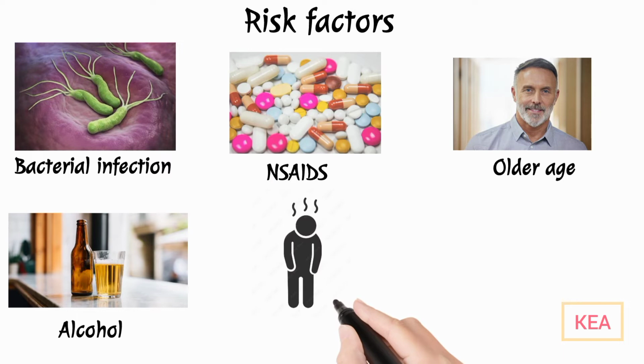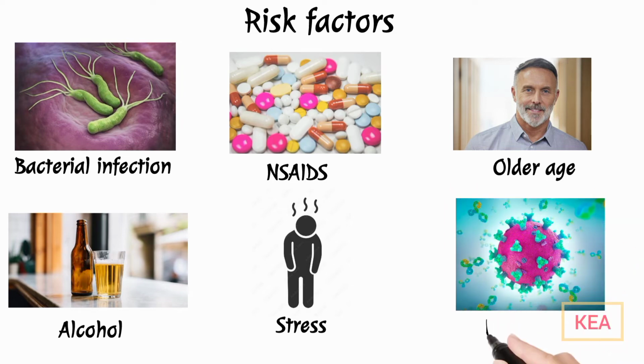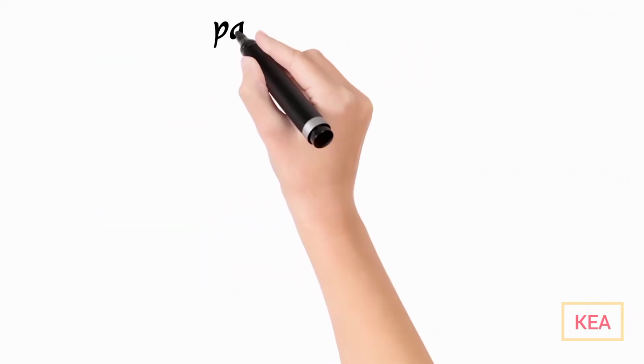Stress. Severe stress due to major surgery, injury, burns or severe infections can cause acute gastritis. Your own body attacking cells in your stomach, called autoimmune gastritis.